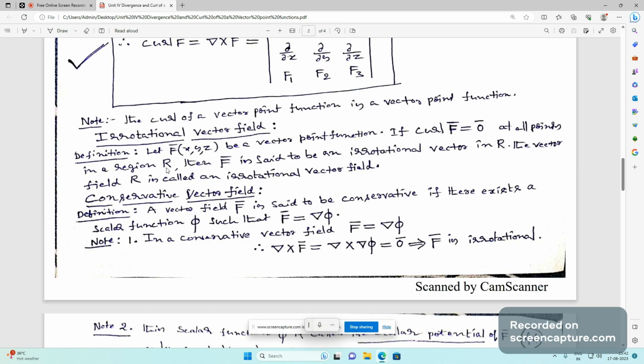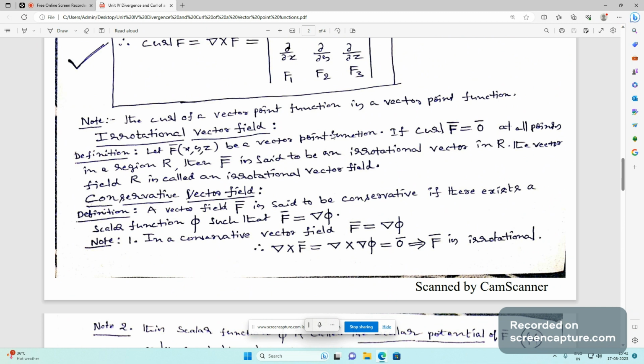Next, irrotational vector field. Let f bar of x, y, z be a vector point function. If curl f bar equals 0 bar at all points in the region R, then f bar is said to be an irrotational vector in R. The vector field f bar is called an irrotational vector field.